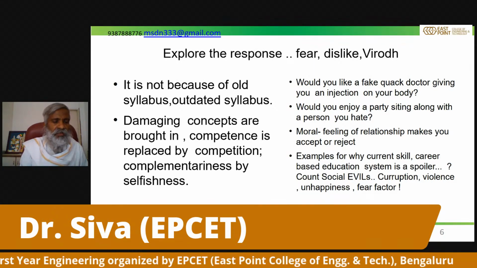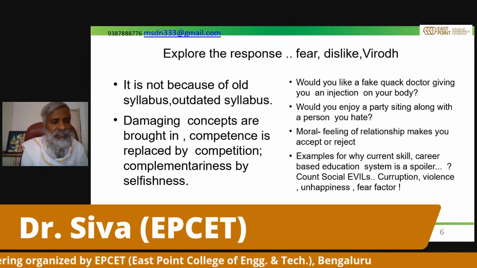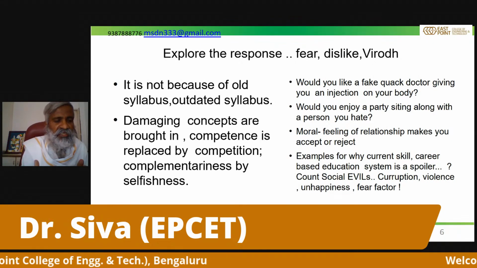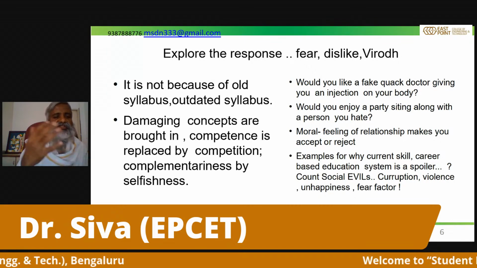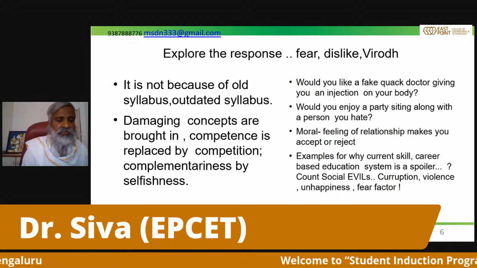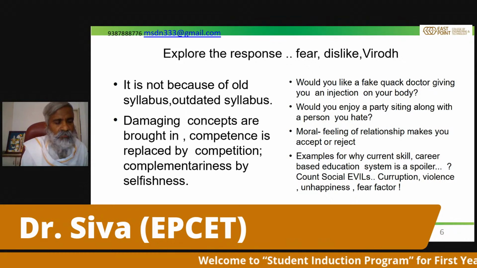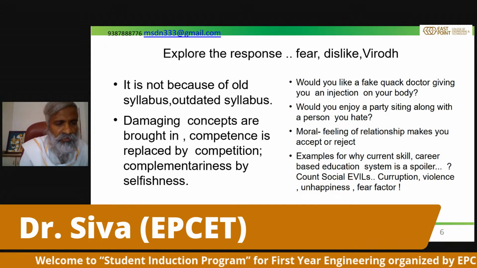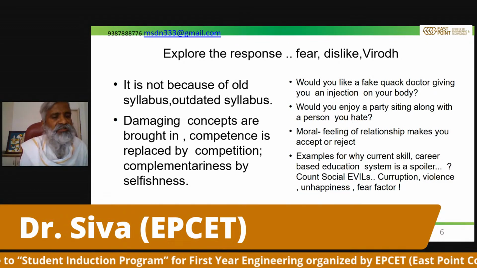In a family, grandpa is not able to do much, so he takes care of the grandson. Parents are not able to take care of the baby because they are earning, doing some other work. So the baby is taken care of by the grandpa, who was not able to do anything else. So this is complementariness in the family.